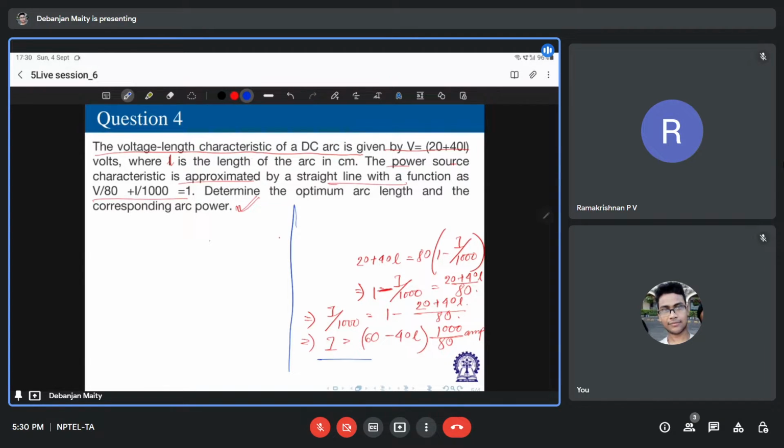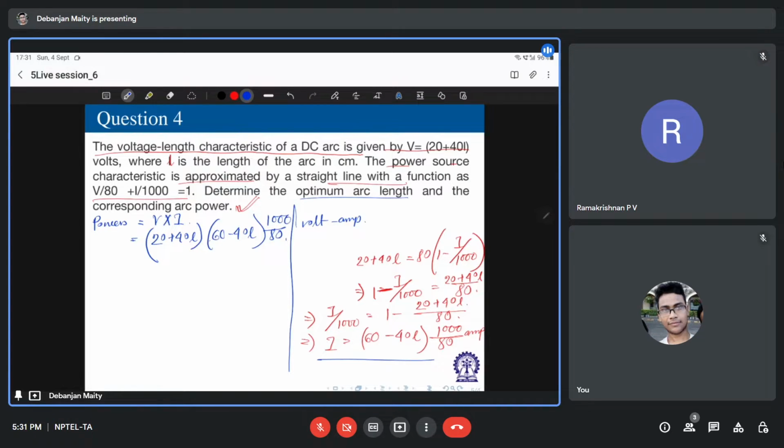Now if our I is given as this, and we know power is V into I, your V is given as 20 plus 40 into L, and I is given as 60 minus 40 into L. So now we need to determine the optimum arc length and corresponding arc power.